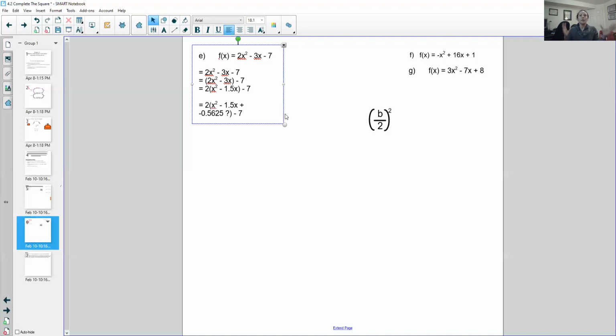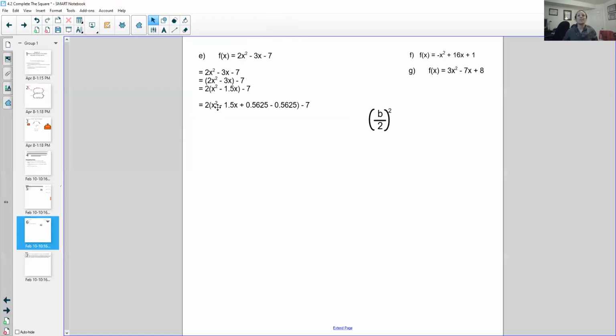It hates me today. Let's try this one more time. 0.5625. So there's the x squared minus 1.5x. Now I'm going to add 0.5625 and I'm going to subtract 0.5625. This is the one that I would need to make a perfect square trinomial.